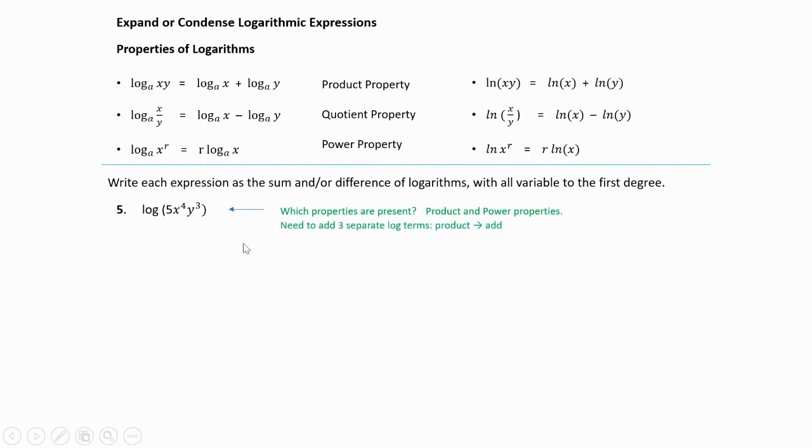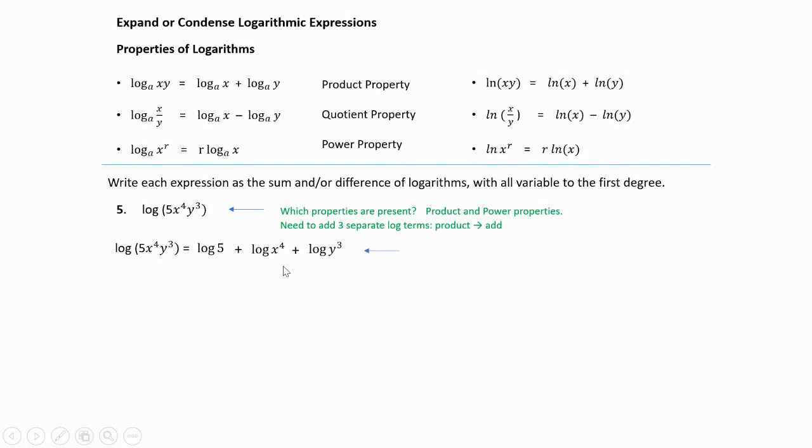So this is what I tell my students. You need to add 3 separate log terms, right? Why? Because here we have one coefficient, one different variable, and here we have another different variable. So we're going to divide this into 3 different logs. There's log of 5, right? And since multiplication is going to be plus, log of x to the 4th plus log of y cubed.